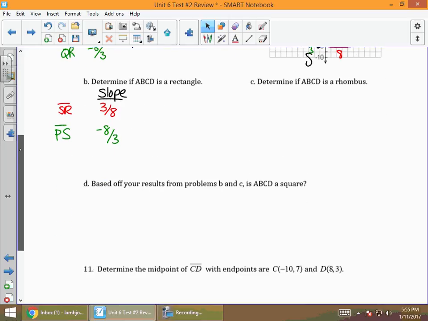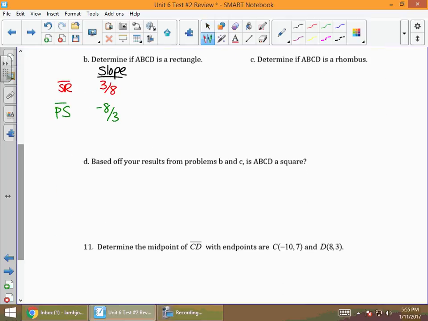And I just look at these 2 values and I ask myself, are they perpendicular? Are they opposite reciprocals? Well, one is positive and one is negative, so they're opposite. One is 3/8, the other is 8/3, so they are reciprocals. These are opposite reciprocals, so these 2 things are, in fact, perpendicular. And by definition, if you have a parallelogram, which we do, that has at least one right angle, it has 4 right angles. So is this a rectangle? Yes, it is. It is absolutely a rectangle.